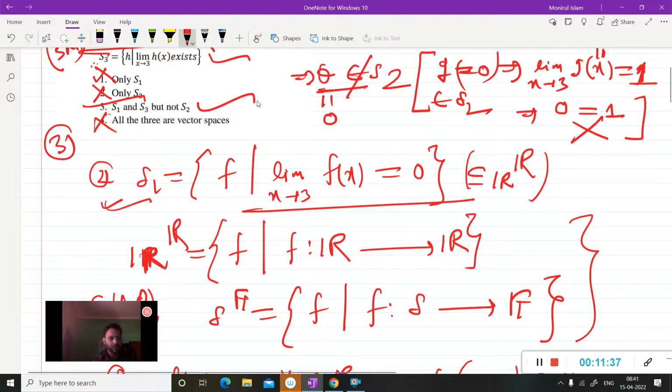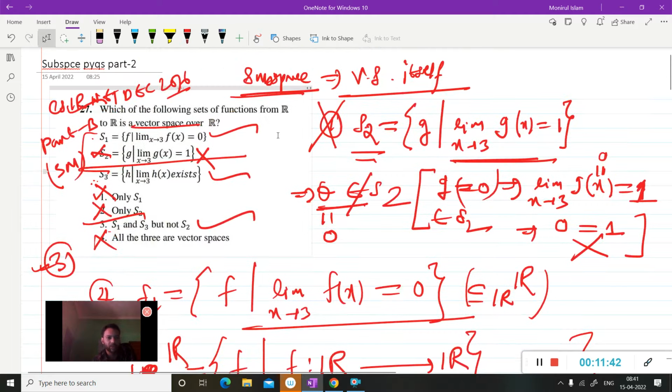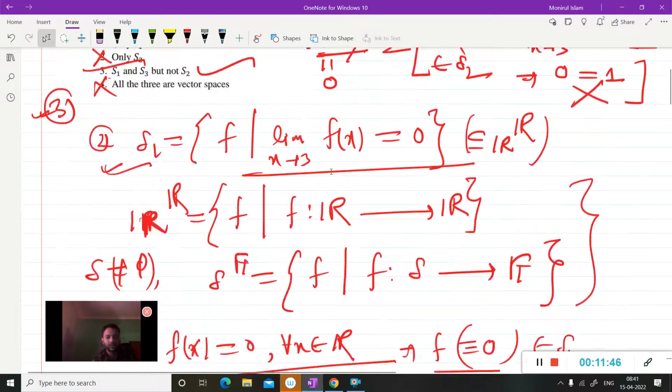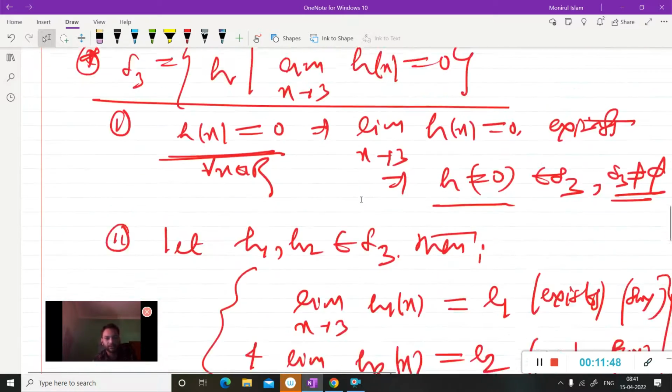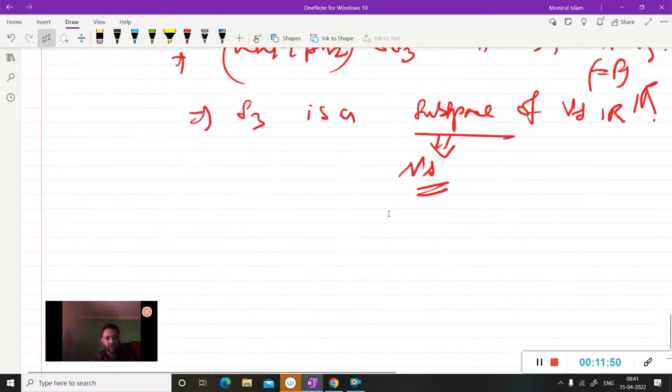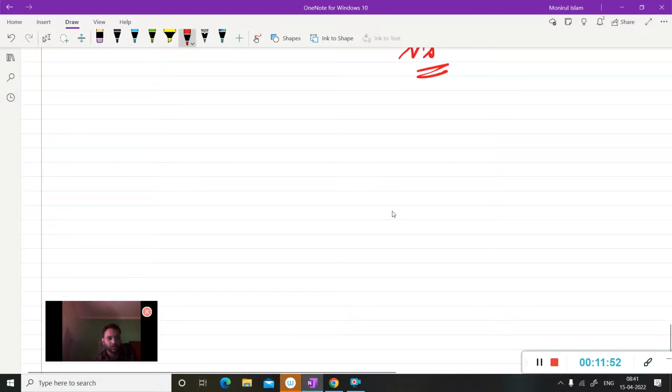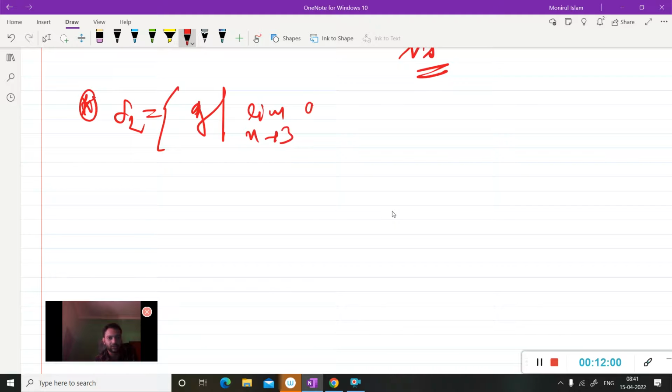Correct option 3. Also, you can observe that S2 is not closed under addition. How? You can check this easily. The zero vector does not belong to this set, and it is also not closed under addition. S2 is the set of those g such that the limit as x tends to 3 of g(x) equals 1.